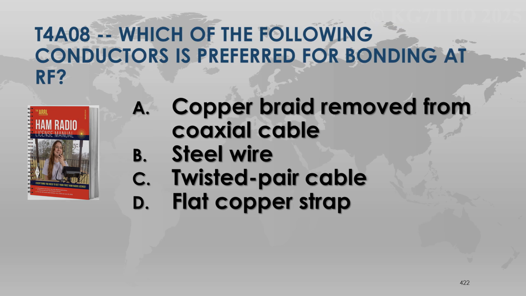Which of the following conductors is preferred for bonding at RF? D. Alpha. Ooh, they're tricky. They got some sneaky ones up there. Of those, Delta is going to be your preferred. Copper braid removed from coax cable isn't going to be. Steel wire, no. Twisted pair cable, no. Flat copper strap is preferred of those.